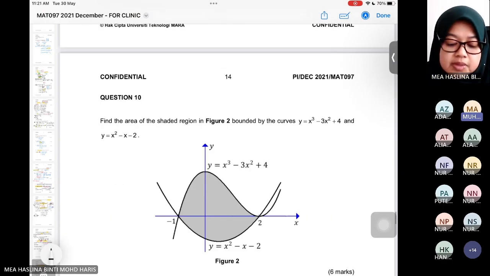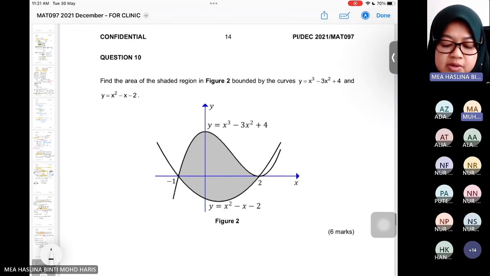Okay, question number 10. Find the area of the shaded region in figure 2 bounded by the curves. There are two curves, right? Cubic curve and quadratic curve.